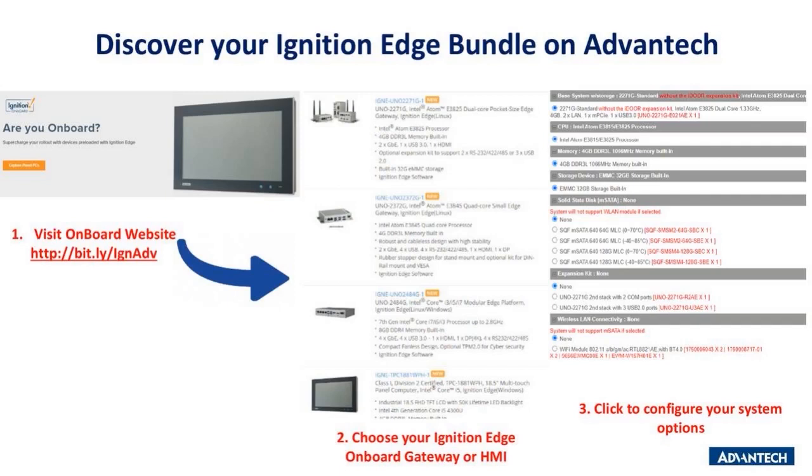You bring up the website, and then you're going to choose your platform. So what is it that you want? A wireless gateway with a lot of communications options? Is it an industrial HMI? And then you'll configure your system options. So this is, how much storage do you need? What kind of drive? What kind of memory? What level of processor power and such. So very simple ordering process.